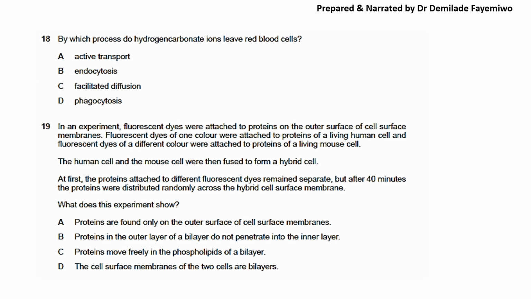Let's look at number 18. By which processes do hydrogen carbonate ions leave red blood cells? Hydrogen carbonate ions, sorry, not hydrogenate carbon ions, hydrogen carbonate ions.